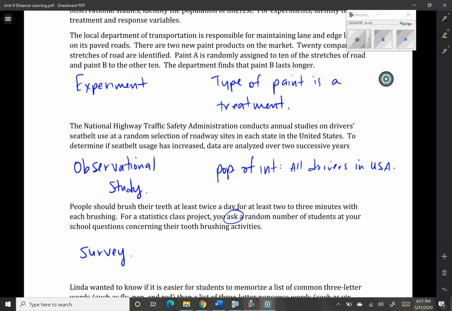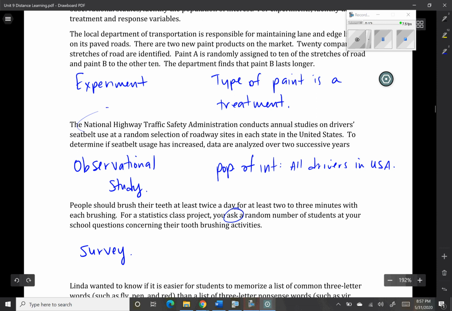The population of interest here is all drivers in the United States. It says national highway traffic, so national is talking about the whole nation, and it wants to figure out drivers in the United States. If we were to change this to the local highway traffic, and it said instead of in the United States, if it said in Cornwall, then we'd have a different population of interest. But because it says in the United States, we have our population of interest right there.